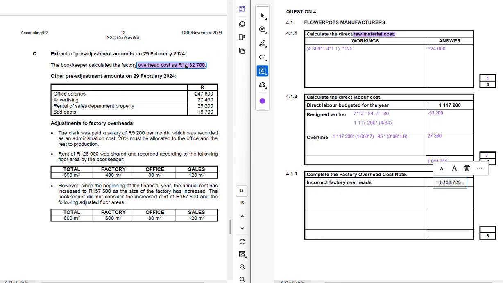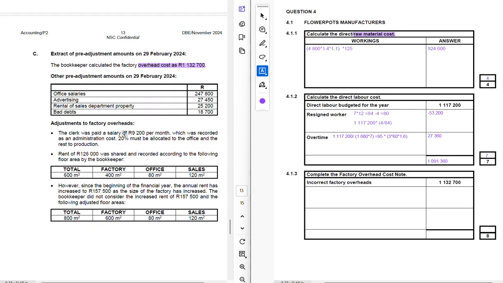So this amount was therefore applicable for us to calculate the factory overhead. And then if you're looking at the information we've been provided on this table, we've been provided information for office salaries, advertising, rental of sales department property, and bad debt. All these costs are considered administrative costs. They are therefore not going to affect the factory overhead cost for the company. They are administrative in nature and they do not affect the factory overhead cost. Therefore, for that reason, none of this amount should be considered. So you should not consider any of these amounts.